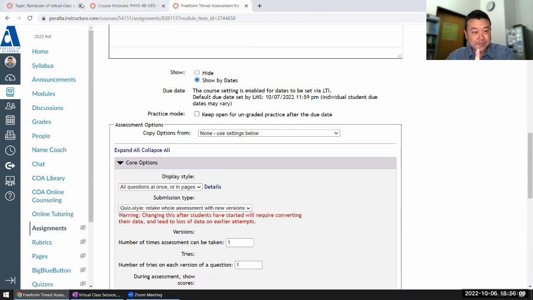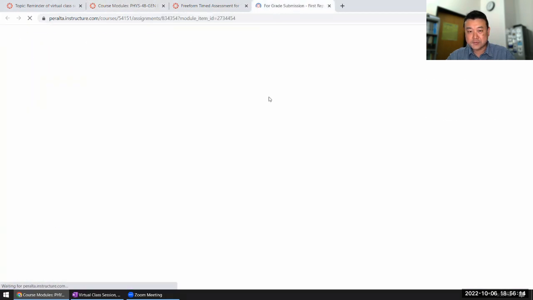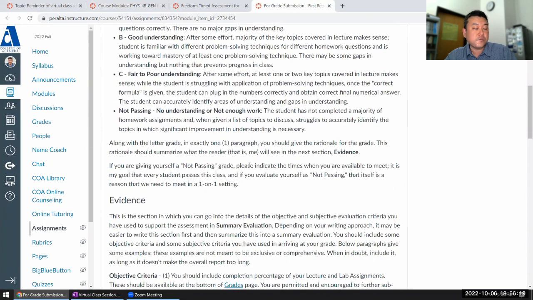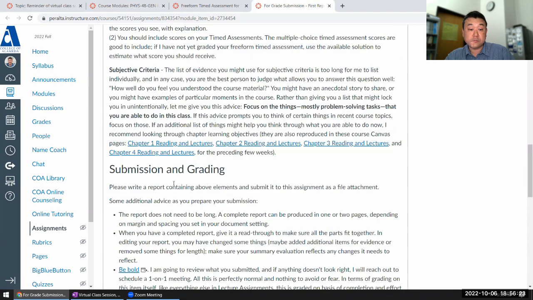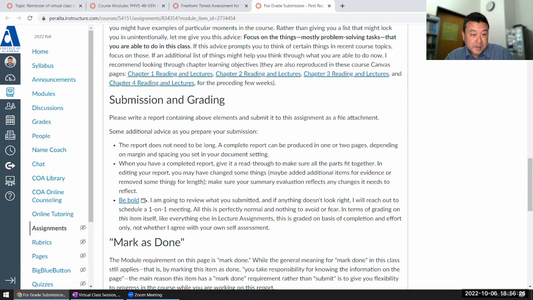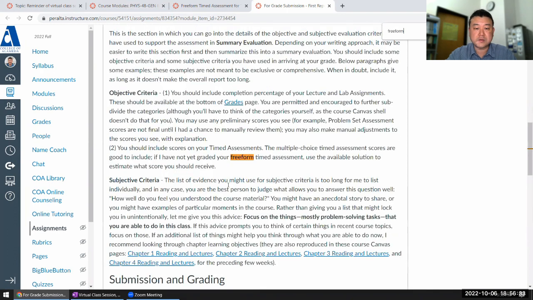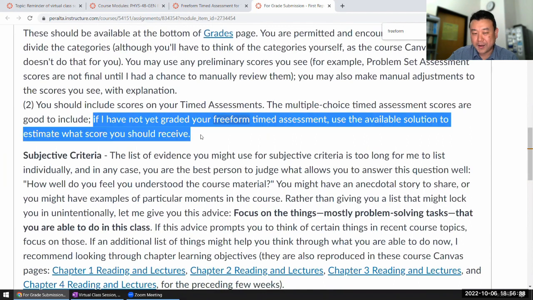That's necessary because especially if I'm slow in grading, when you're doing this, you kind of have to work off of whatever you have before you have seen any feedback from me for freeform responses. And I think I say evidence, objective, subjective. Did I say freeform? Yeah. So if I have not yet graded from you, I made the solution available so that I can say this here. That's basically the whole reason why.